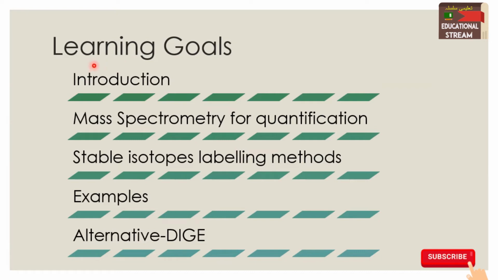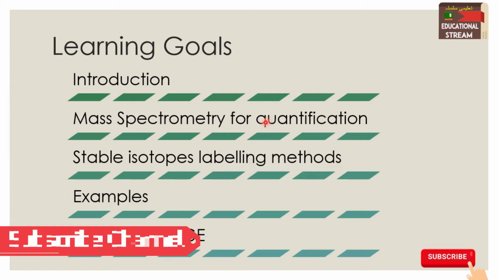Learning goals for today's lecture: we will first see the introduction about quantification, then why we need to quantify the material, then how mass spectrometry is not suitable to quantify or quantitate the proteins or other samples, then what is the use of the stable isotope labeling methods. We will see examples of a few methods, and then what alternative we can use with the help of fluorescent dyes. We will discuss the dyes method.